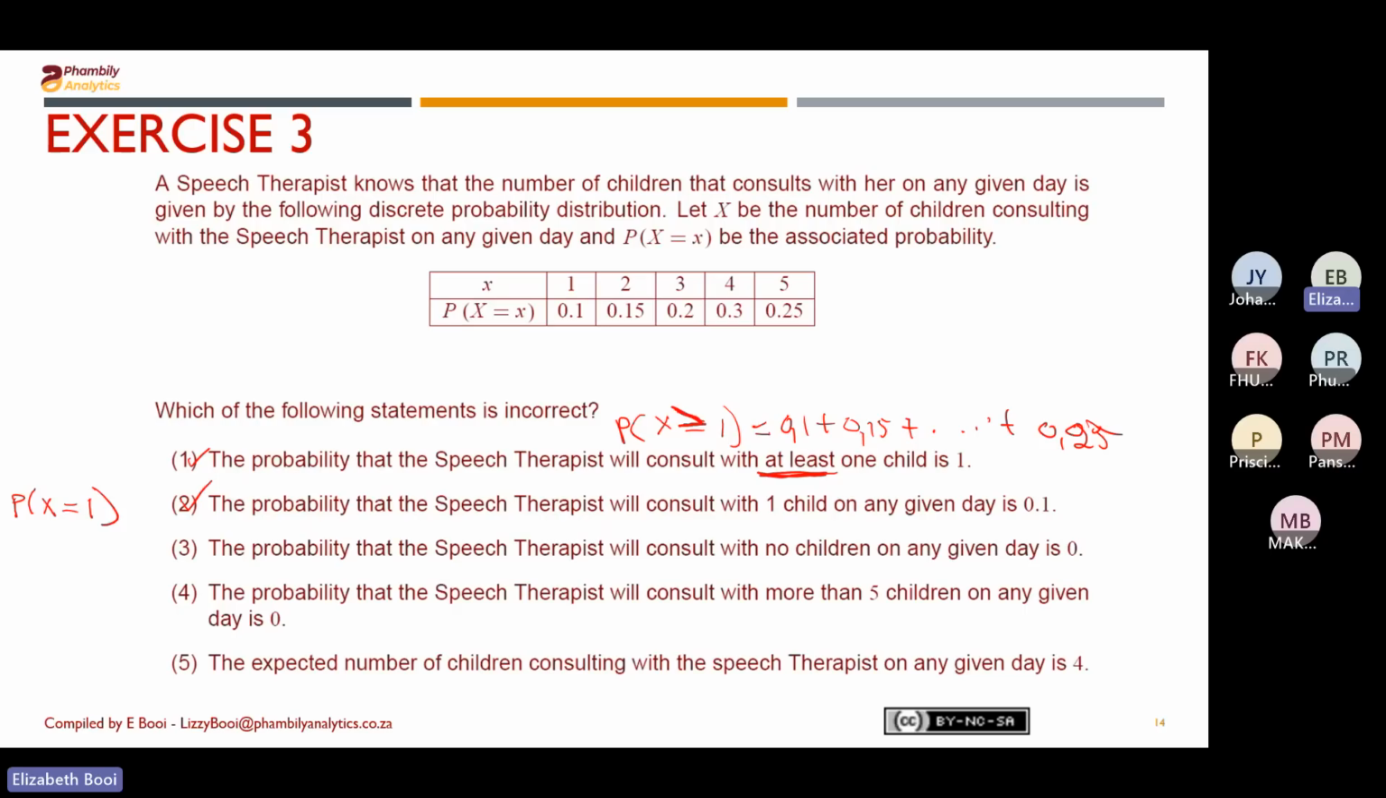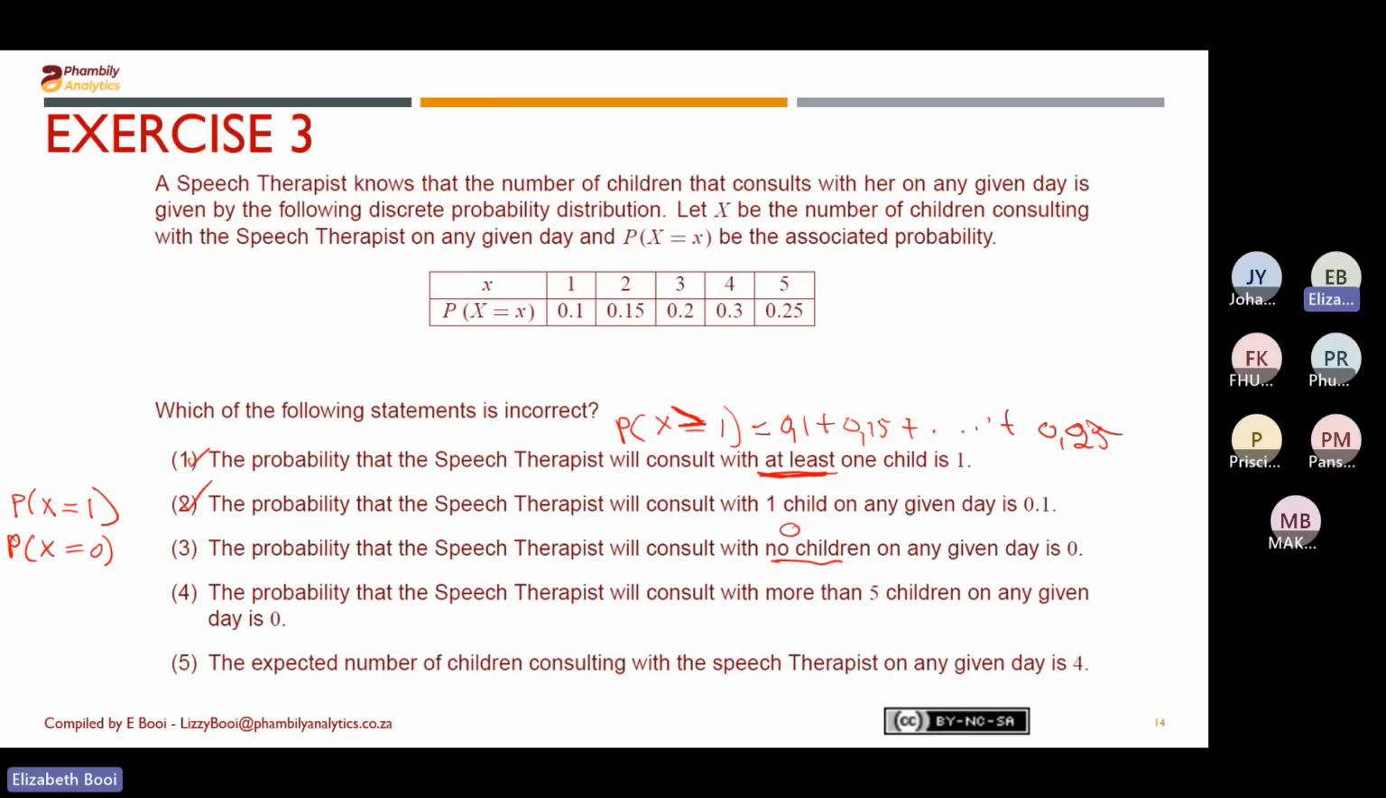The probability that the speech therapist will consult with no children. What does no children mean? 0, right? So it means the probability of it being exactly 0, what will that probability be? How do we define an uncertain event? Pardon? I was saying it will still stay 0. An uncertain event, the probability will be equal to 0.